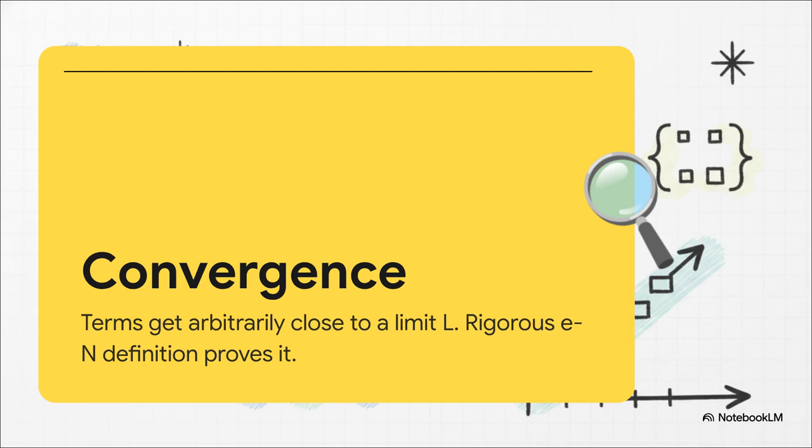But mathematicians, of course, love their precision, which brings us to the rigorous epsilon-N definition. It basically says that for any tiny margin of error you choose, that's your epsilon, there is a specific point in the sequence, N, after which all the subsequent terms stay strictly within that tiny margin around our limit L.